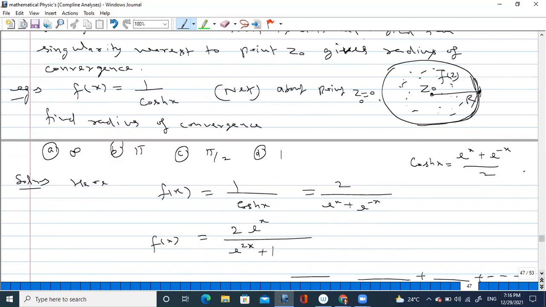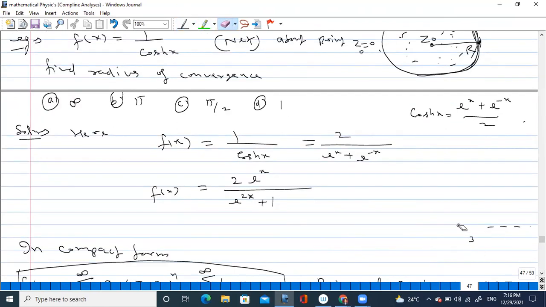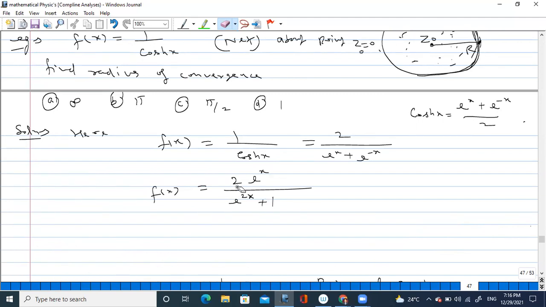Now singularity means I have to find such a point at which this function is not defined. If I put x equal to 0, then this function is defined. There is no issue. But for the nearest singularity, I put the denominator equal to 0 to find out the singularity: e to the power 2x plus 1 equal to 0.